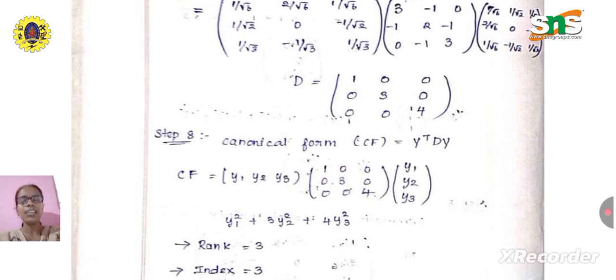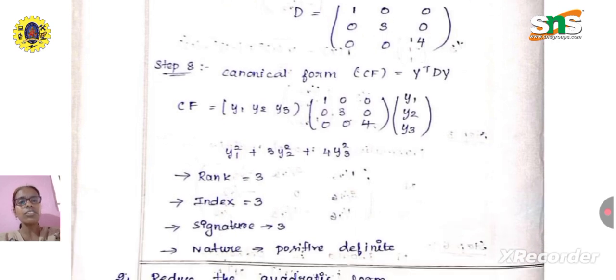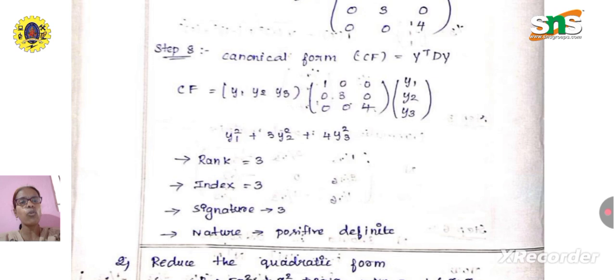Finally we are going to get the eigenvalues in the diagonal. So 1, 3, 4, and the remaining elements should be 0. This we already did in the diagonalization part. The same thing, hereafter we are going to add one more step, which is the canonical form. So the question is, we need to reduce the quadratic form to canonical form. The canonical form formula is y transpose D y, where y is the column matrix y1, y2, y3. After multiplying these three matrices, we get y1 square plus 3y2 square plus 4y3 square.